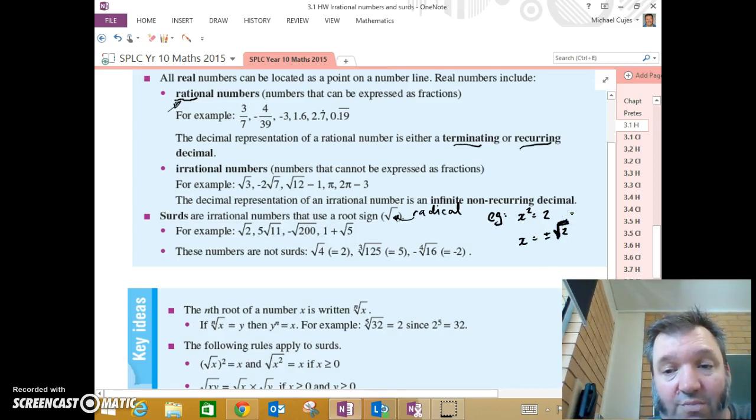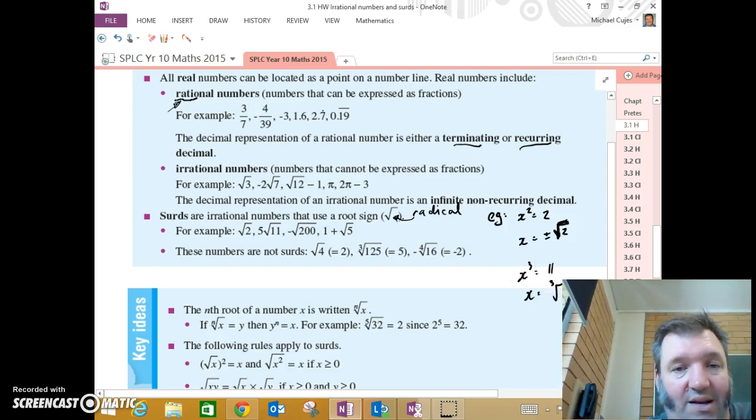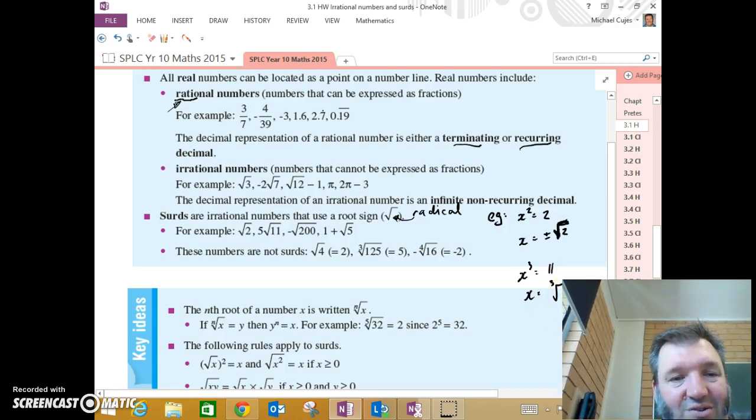It could involve a cube root as well. If I had x cubed equals 11, then x would be the cube root of 11. Again, involving a root sign, there's no number that's a nice cube root of 11. That goes on forever. That's an irrational number. That's a surd.